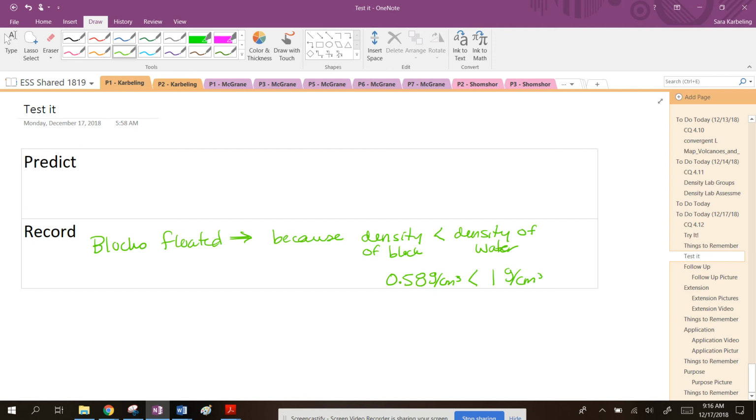If it's not sinking down to the bottom, what do you know about the density of it? It's more than. It's less than water. One of the two. It's the same. It's the same as water. Exactly. Okay, that's why I do this, right?